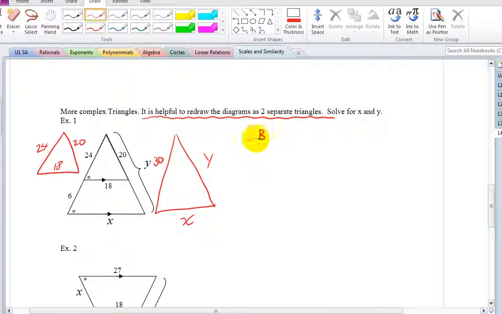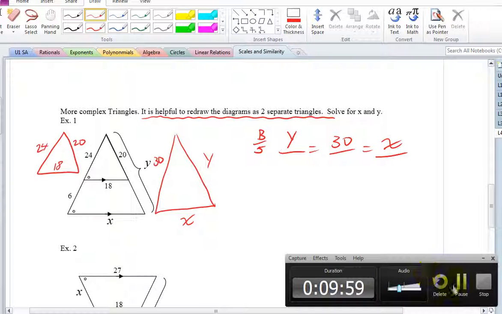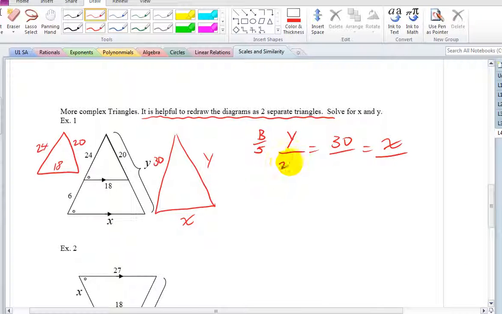So let's put the big one on top, the small one on the bottom. We have y, 30, x. Okay, I want you to match up and I want you to solve. Go. Okay, so make sure you're showing work, please.